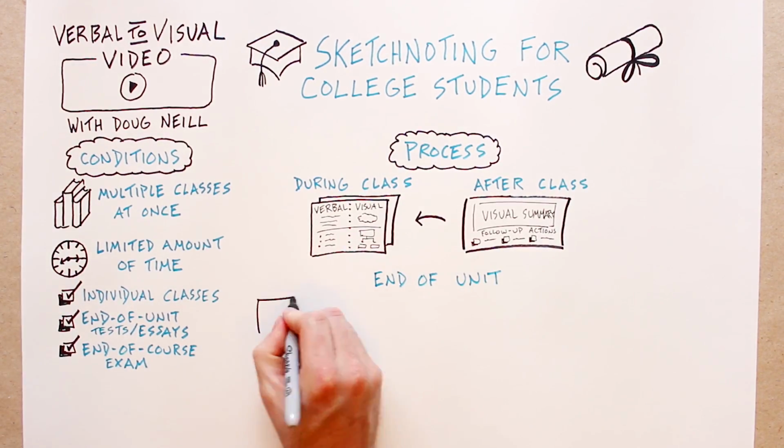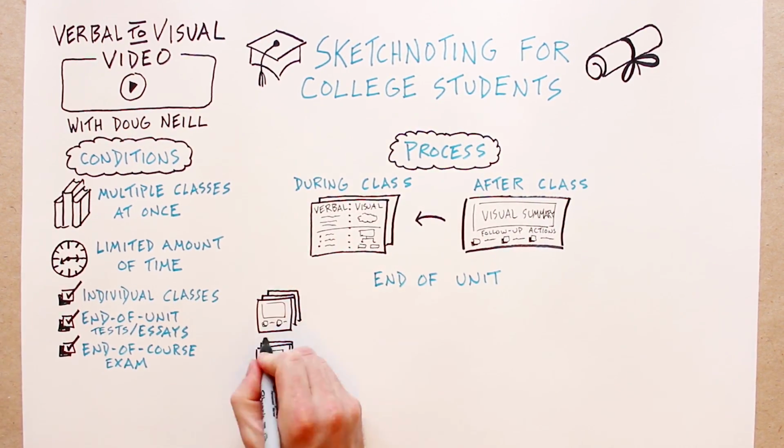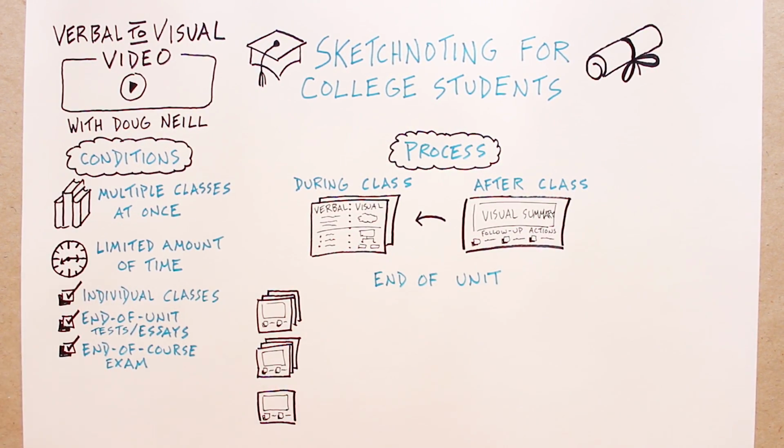Now, because your time is limited, don't worry about trying to make that single page summary perfect. That's just an opportunity to look back at what happened in class that day, give a quick visual summary, and capture any necessary follow-up actions. When you do that for every single class period, you will be well set up to prepare for whatever comes at the end of each unit.